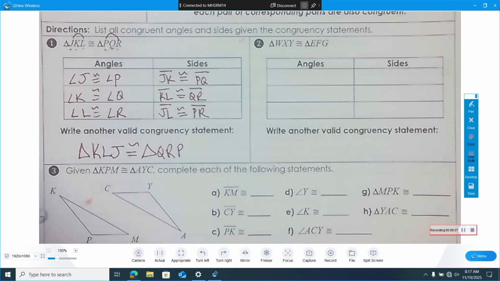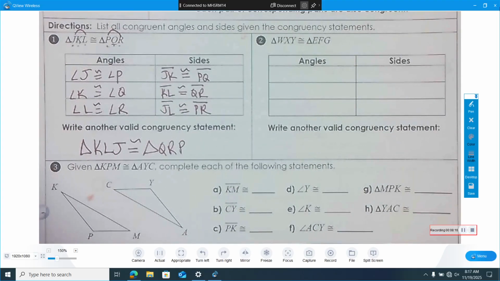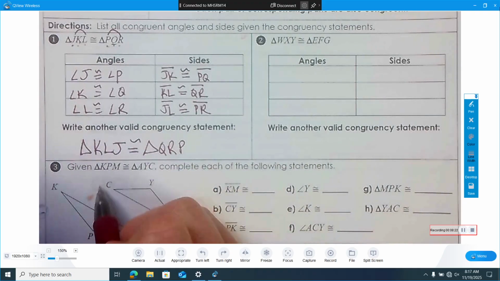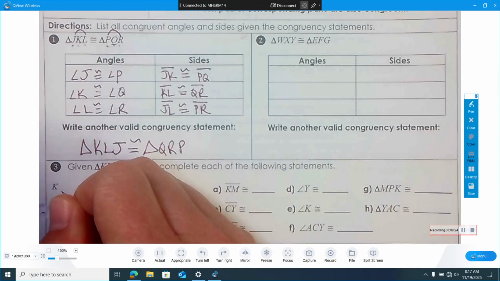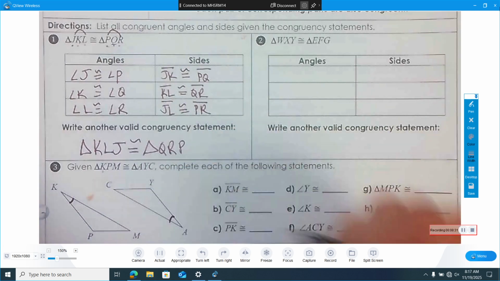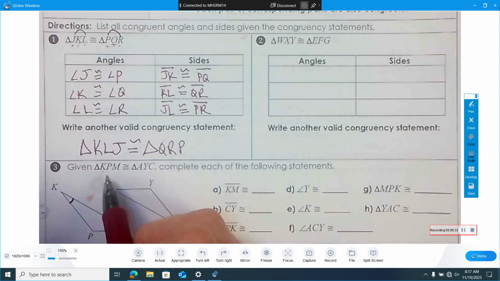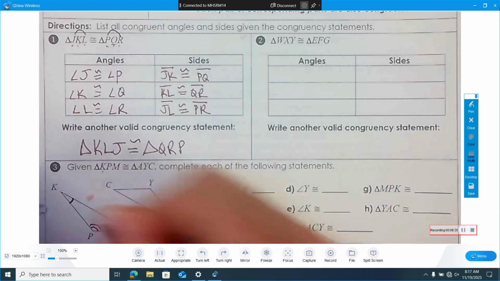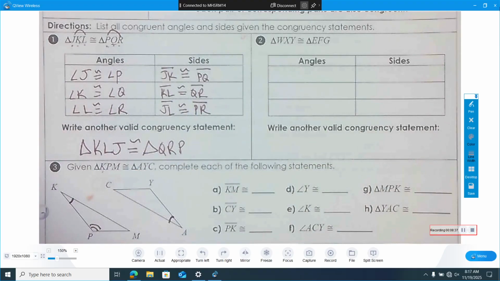So, given that triangle KPM is congruent to triangle AYC, complete each of the following statements. Now, I encourage you to use that congruency statement carefully. Let's mark our picture up based on the congruency statement. So right off the bat, angle K, I'm going to give angle K 1 arc mark. What else should I give 1 arc mark to? A. So really important, I'm going to give 2 arc marks to angle P. All right. So what else gets 2 arc marks?